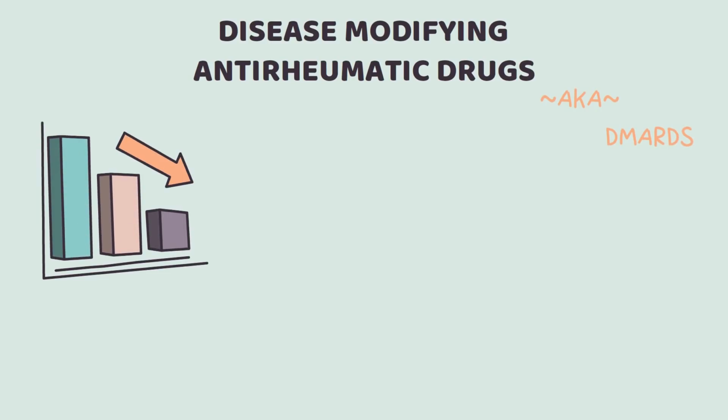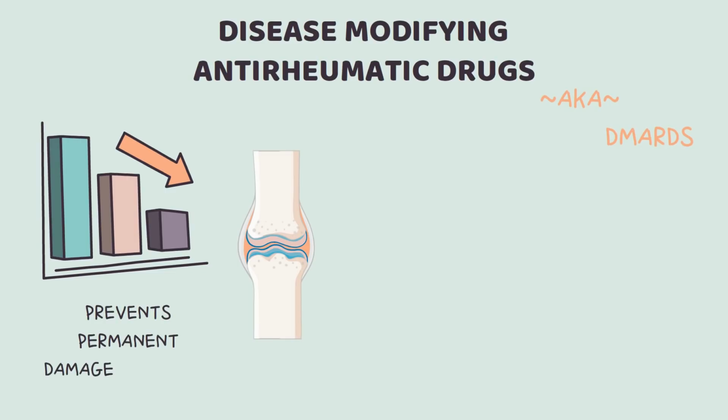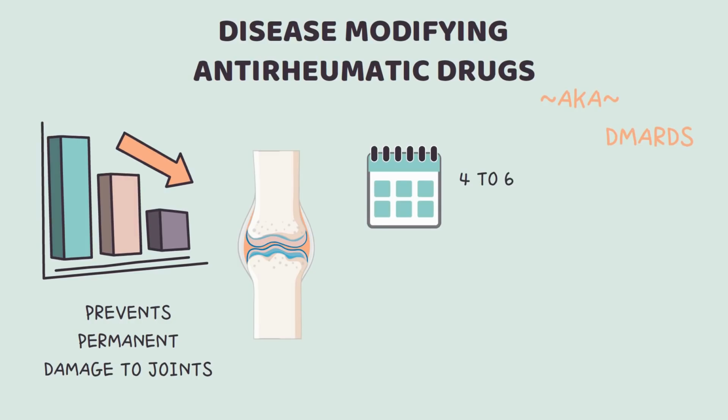DMARDs can slow the progression of rheumatoid arthritis and prevent permanent damage to the joints and other tissues by interfering with the overactive immune system. It is most effective if a person uses it in the early stages, but it can take from 4 to 6 months to fully experience the benefits. Some people may have to try different types of disease-modifying drugs before finding the most suitable one.